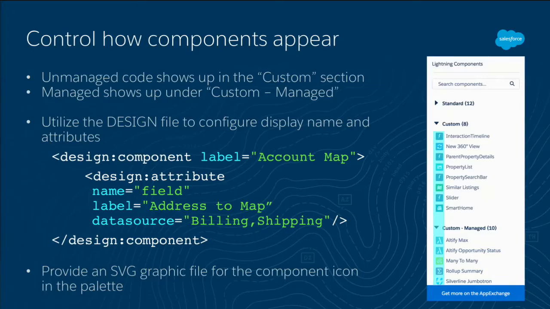You'll see that you can specify which field and what label, so once again you can provide a human-friendly name for it, and then you can provide the data source. In this case, if you want to provide a standard static drop-down list, you can specify the values for it there. And then lastly, you can provide an SVG graphic file, a vector-based graphic, to provide the icon.